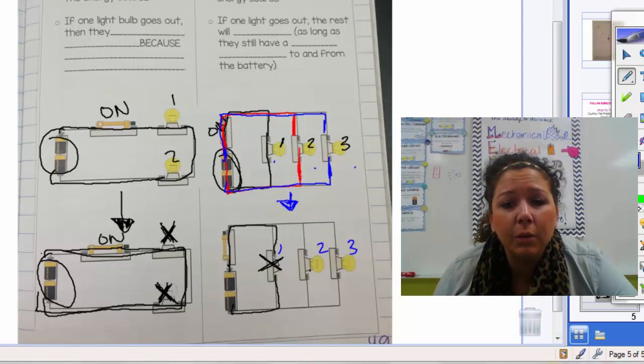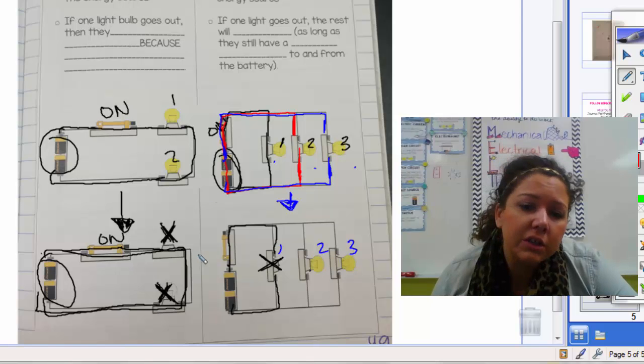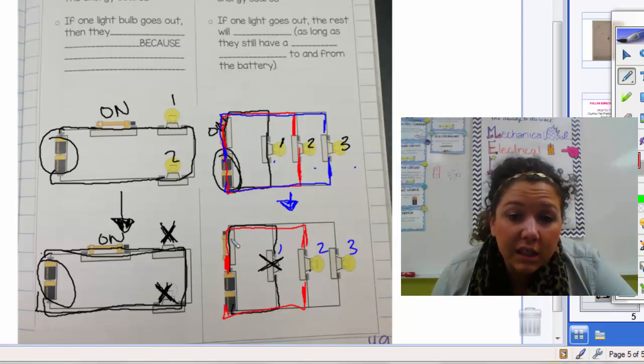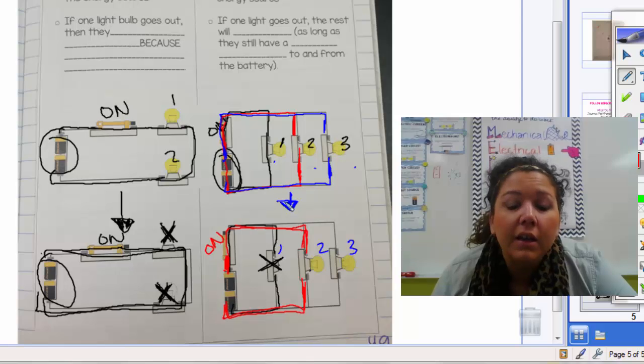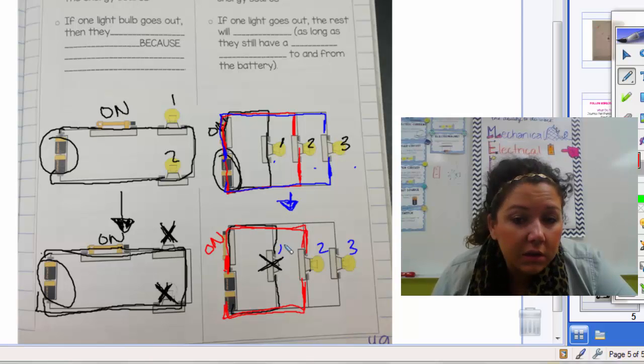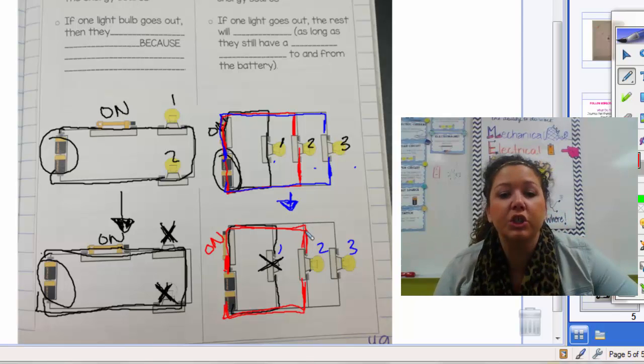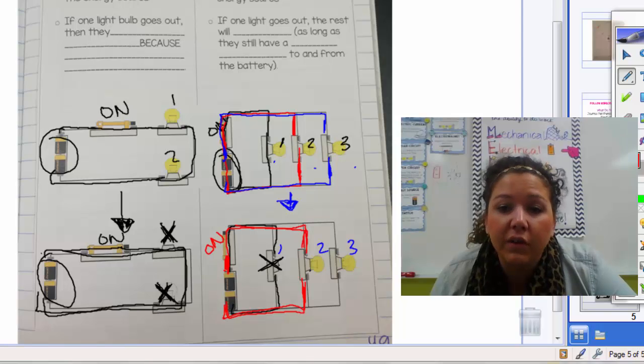So even though 1 went out, 2 and 3 are still on, because look at this. Here again, I go from my positive end. I hit light bulb 2. I come around back to the battery source. Is it a complete pathway from the energy source to light bulb 2 back to the energy source? Absolutely. My switch is on. The wires are connected in the right place. As you can see, it is a complete pathway. So the fact that this one went out is not going to affect this one right here, as long as there is a complete path to and from the energy source and the destination for the energy.